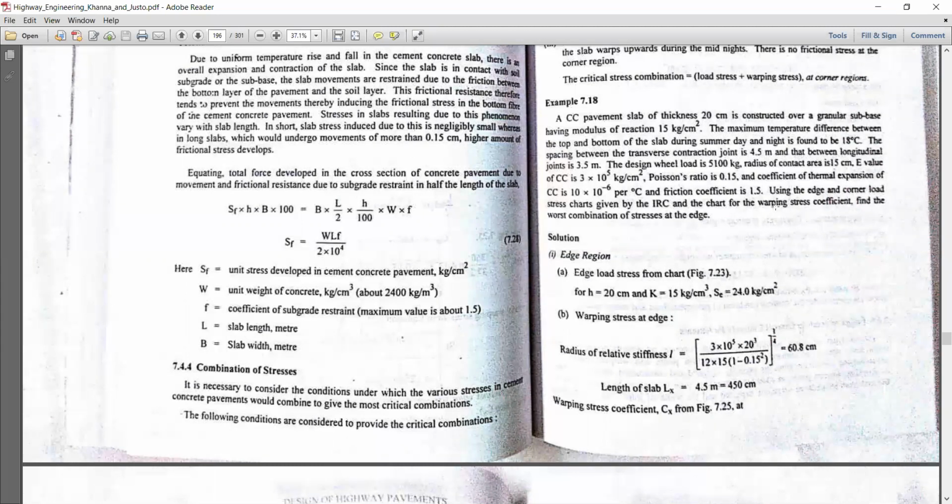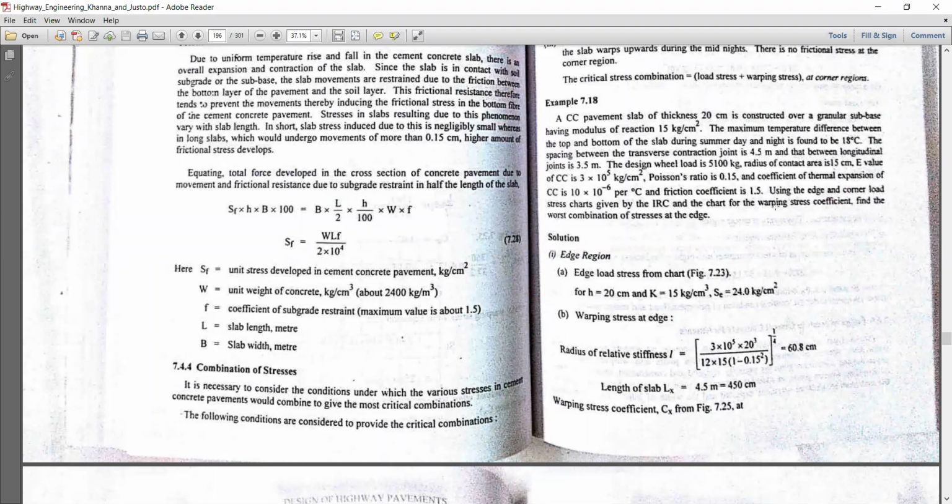The spacing between the transverse contraction joints is 4.5 meter, and that between longitudinal joints is 3.5 meter. Yes, the spacing is provided for expansion and contraction. In the transverse direction, the joint spacing is 4.5 meter. The spacing between transverse contraction joints means every 4.5 meter a contraction joint is provided. It means 4.5 is considered in the x direction, and that between longitudinal joints, in the lengthwise direction of the slab, is provided at 3.5 meter.